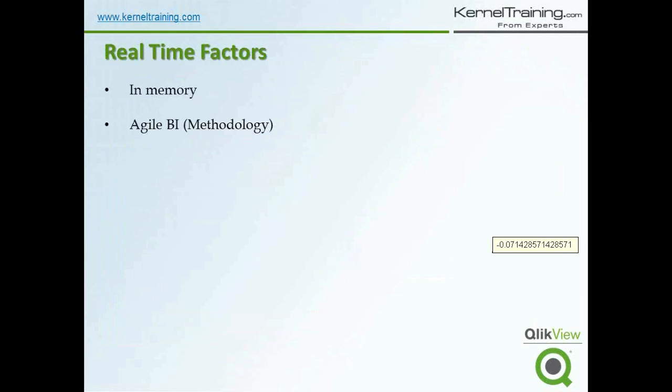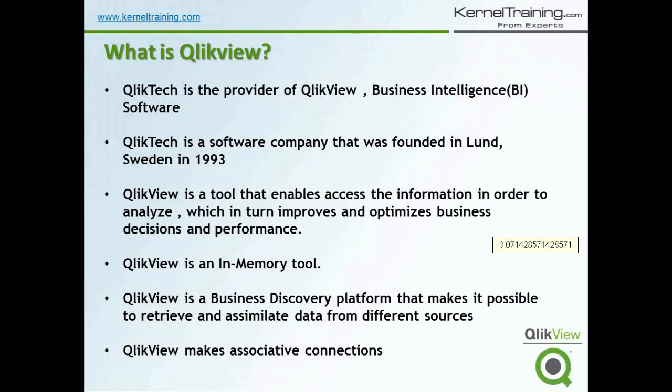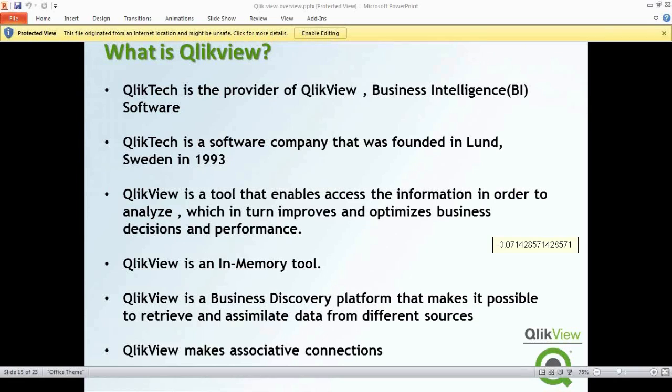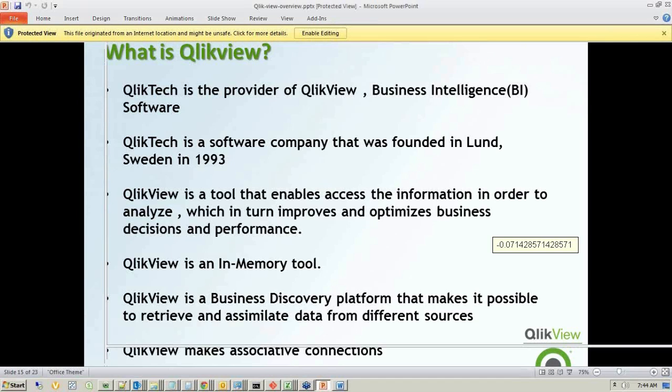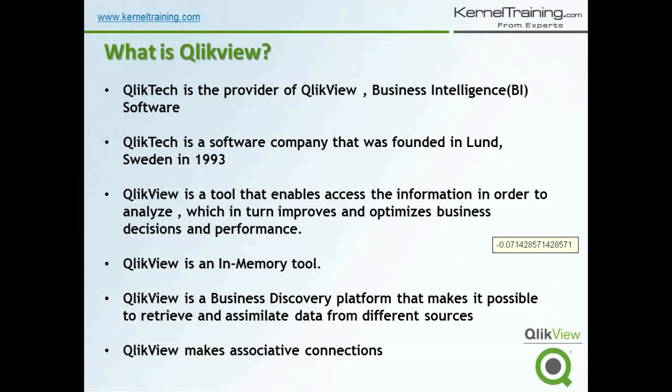It has come up in 93 and it's in memory and it makes associative connections. Okay, so it also can retrieve the data from multiple data sources. Multiple data sources means, let's say I have three tables. One table I can fetch from Oracle, another table I can fetch from a database, another table from an SQL server, another table I can fetch from an Excel file. That means it has the ability to pick the data from multiple sources.